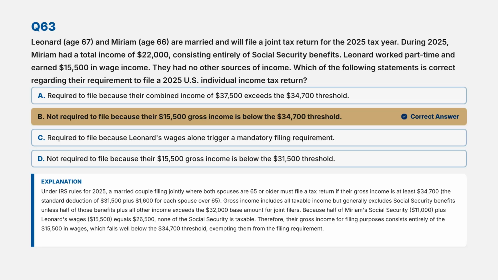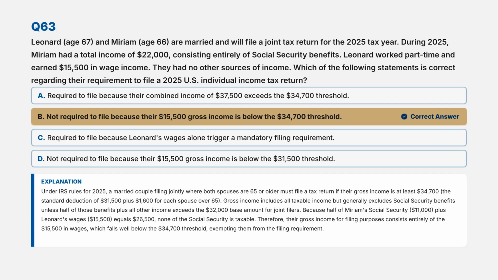Because half of Miriam's Social Security, $11,000, plus Leonard's wages, $15,500, equals $26,500. None of the Social Security is taxable. Therefore, their gross income for filing purposes consists entirely of the $15,500 in wages, which falls well below the $34,700 threshold, exempting them from the filing requirement.